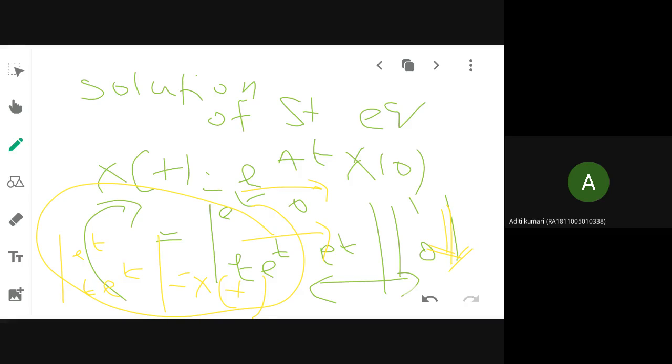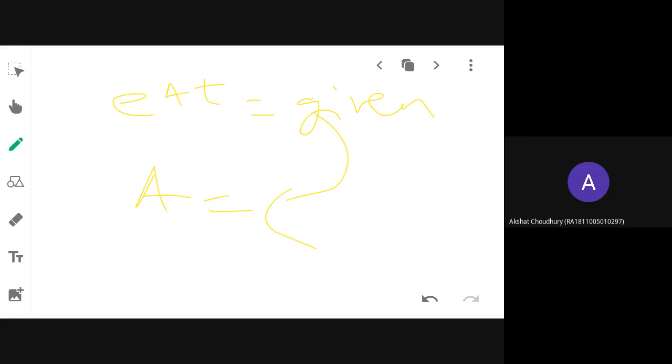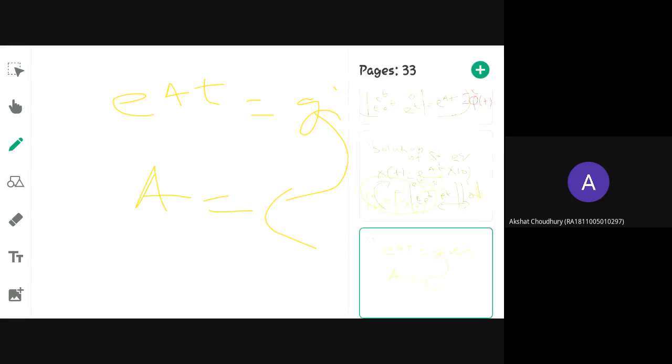One more thing I wanted to tell you. Suppose they give you the state transition matrix, from which they have asked you to find out A. A represents what matrix? State matrix. So given thing is the state transition matrix, but they ask you to find out A. So how will you do that problem?